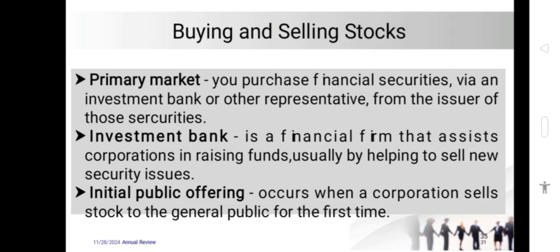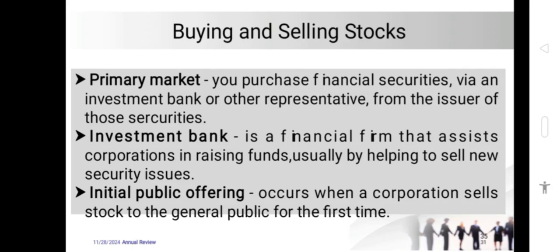Then, buying and selling stocks. Primary market. The primary market is a financial market where new securities such as stocks and bonds are issued and sold directly to the investor for the first time.